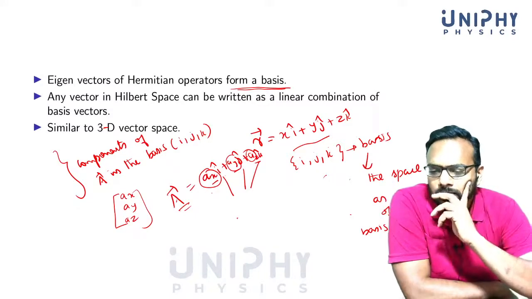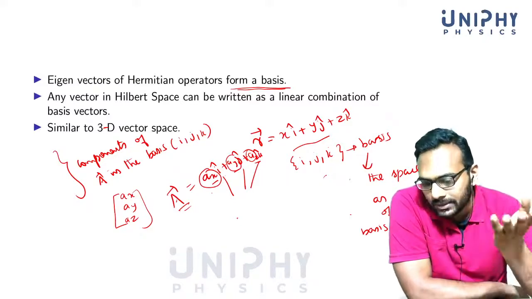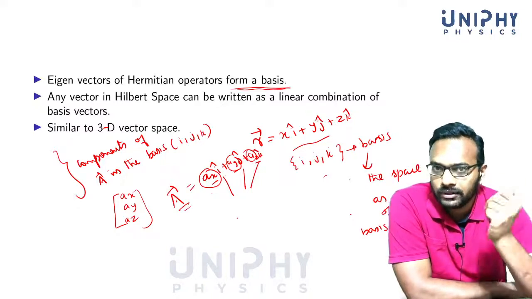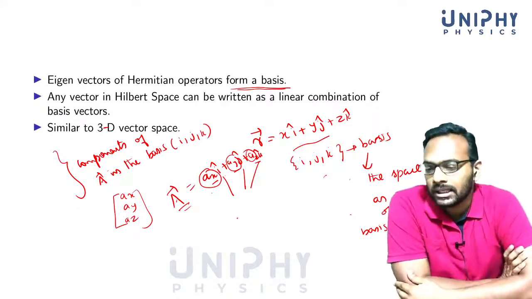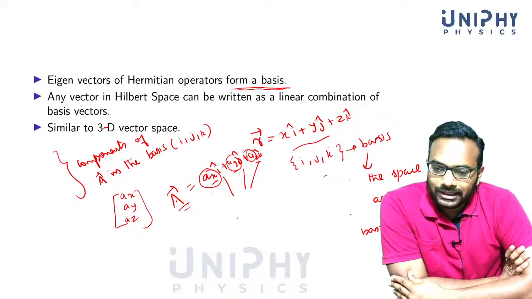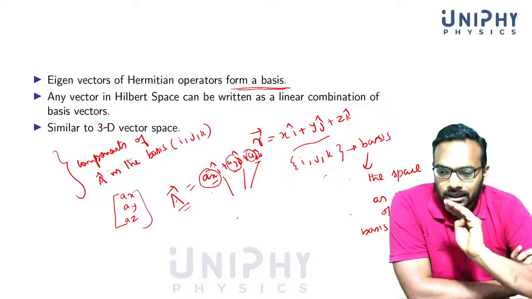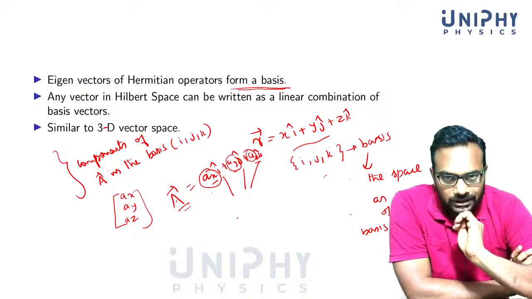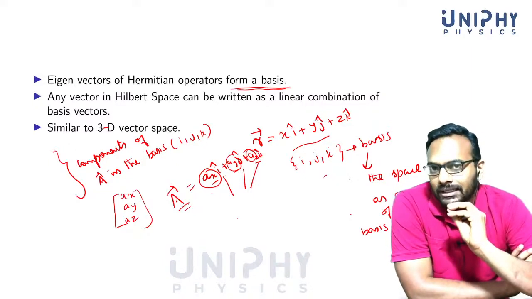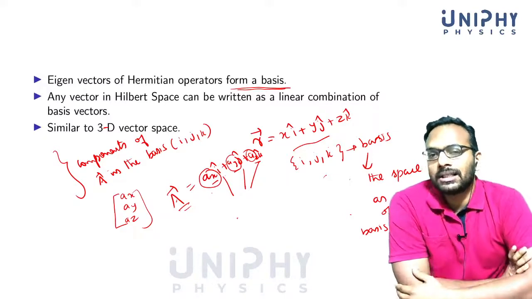In a similar manner, Hilbert space is a vector space. It can be infinite dimensional, it need not be infinite dimensional. The idea that we are getting from here is that the eigenvectors of Hermitian operators form a basis. This is important, we'll come back to this. This means that any vector can be expanded using the eigenvectors of a Hermitian operator.